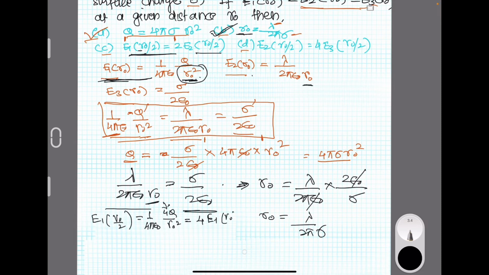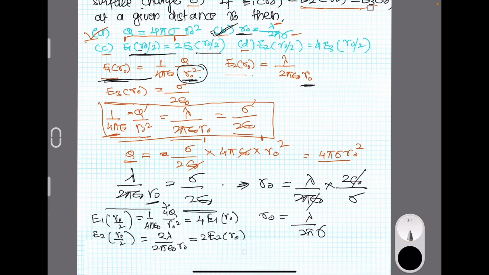E1 of R naught. Okay, similarly we will calculate E2 of R naught by 2, which is this expression, and we can see this E2 of R naught is inversely proportional to R naught. So if I replace this E2 of R naught by 2, then this R naught will be what? R naught by 2, and that 2 will go in the numerator. Let me show over here. So it will be nothing but 2 lambda upon 2 pi epsilon naught R naught, which is nothing but 2 times E2 of R naught.